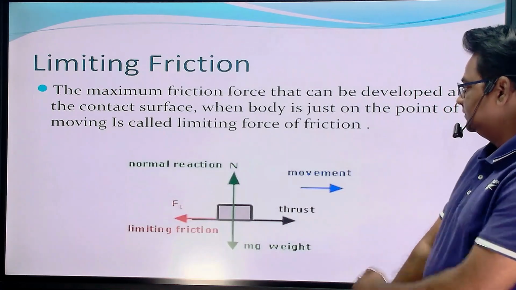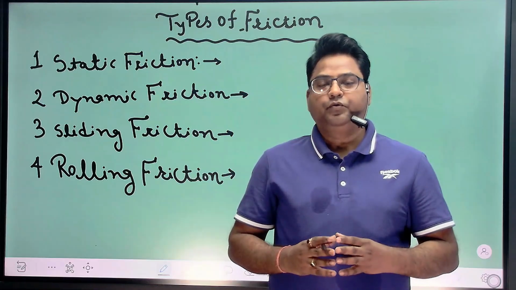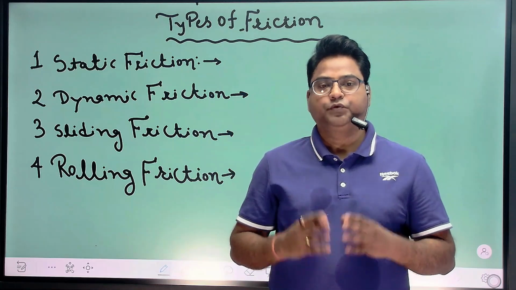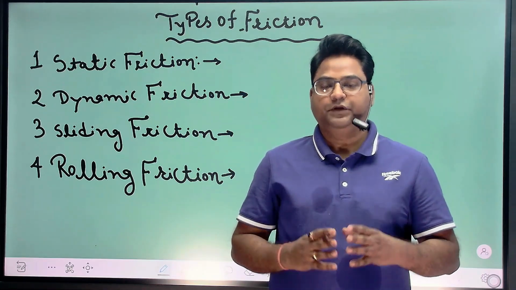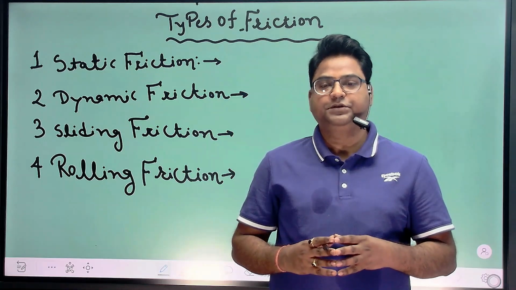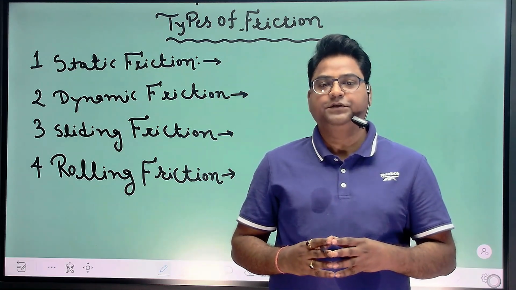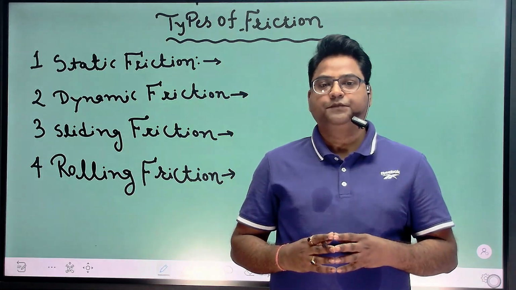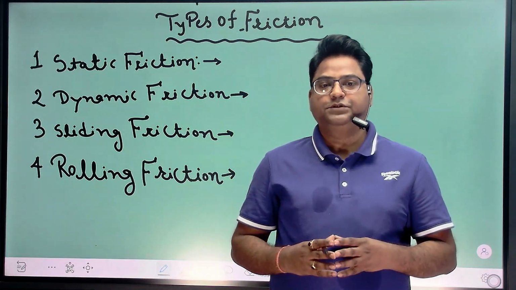Opposite to the action. Now we are going to study the types of friction. How many types of friction are there? There are four types of friction. First is static friction, second is dynamic friction, third is sliding friction, fourth is rolling friction. First we will discuss static friction.